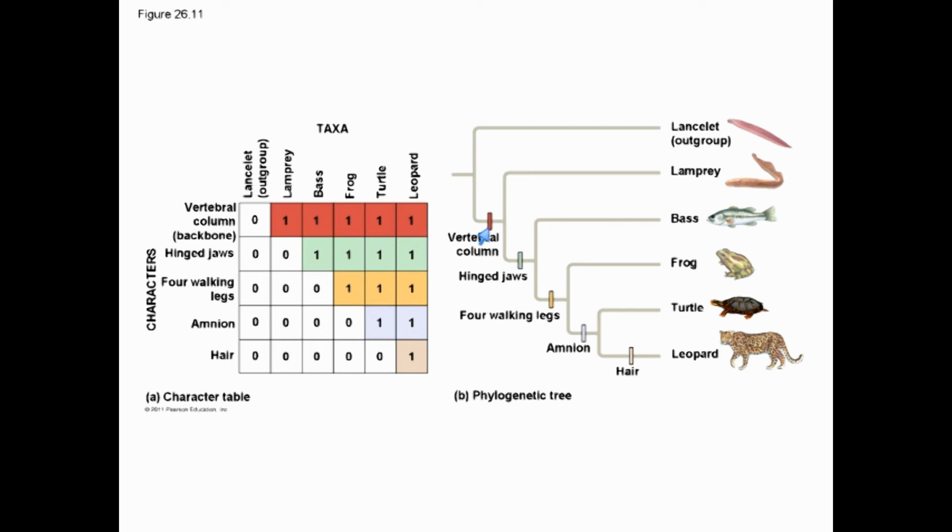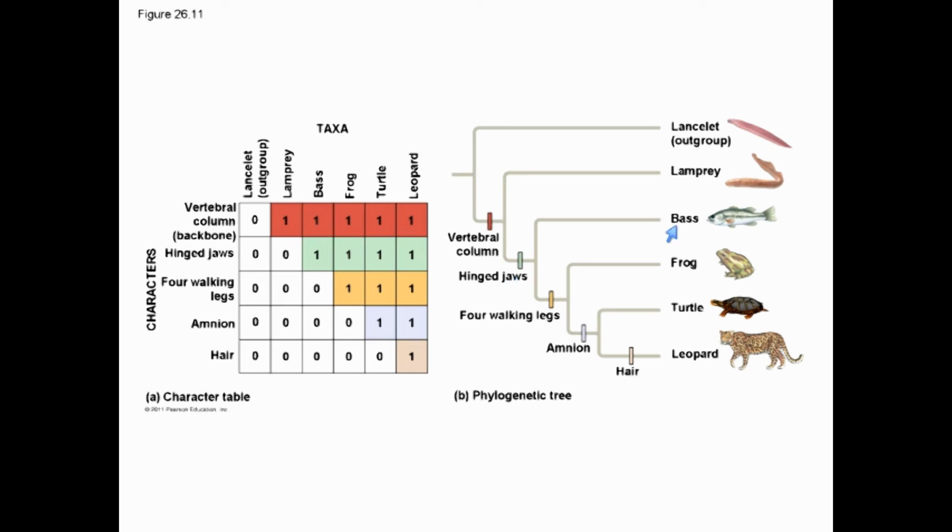Here we have when the character of a vertebral column originated. This was way back in evolutionary time. Everything that comes after this branch point is going to have a vertebral column. So everything from the lamprey on down to the leopard is going to have that vertebral column. Here we have hinged jaws. The lamprey does not have hinged jaws because the hinged jaw was derived after the vertebral column. So the hinged jaw is more recent than the vertebral column is.